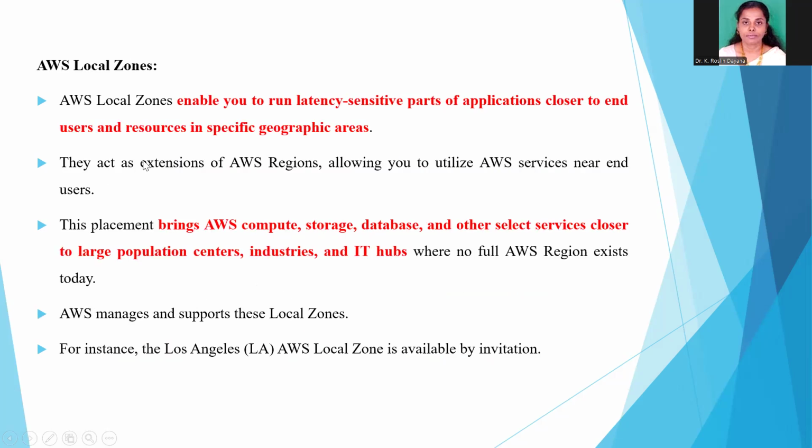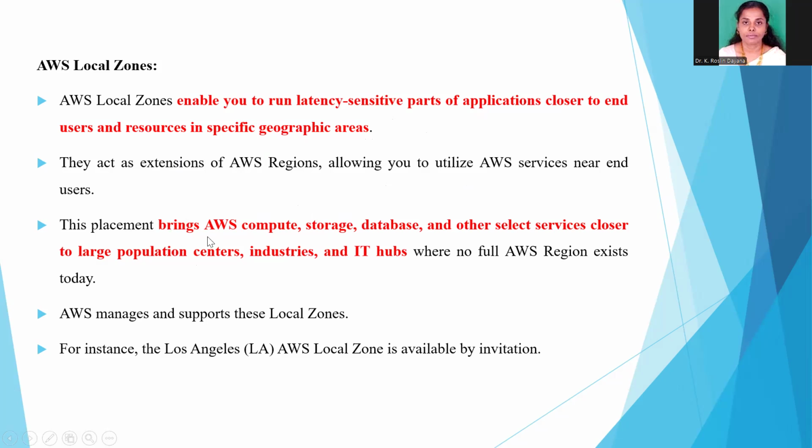Next one is local zones. AWS local zones enable you to run latency-sensitive parts of applications closer to the end users and resources in specific geographic areas. So there will be some sensitive parts of the application running closer to the user. That is called a local zone. They act as extensions of AWS regions, allowing you to utilize AWS services near the end users.